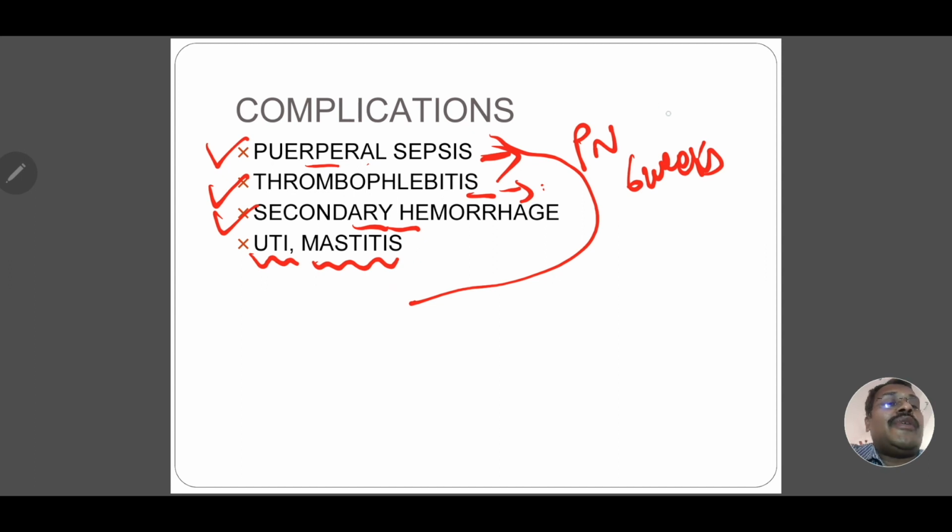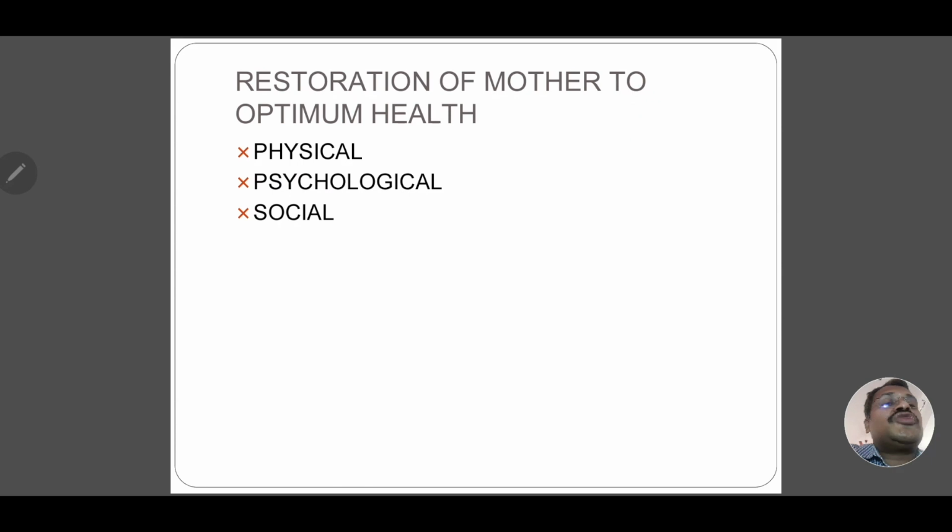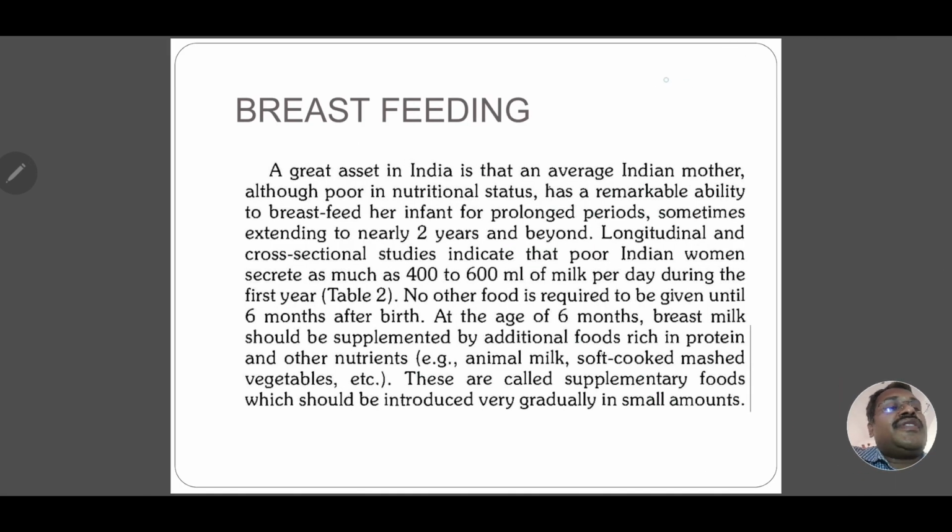So the main aim during the postnatal period is complete restoration of physical, psychological, and social health of the mother. And here the most important point is regarding breastfeeding. Breastfeeding should be initiated as early as possible, and the normal Indian woman is able to lactate about 400 to 600 ml of milk per day, even if she is from a lower socioeconomic status, poor status, it doesn't matter. The Indian woman has the capacity. This is what the studies have told. So the mother should be encouraged to start breastfeeding as early as possible.